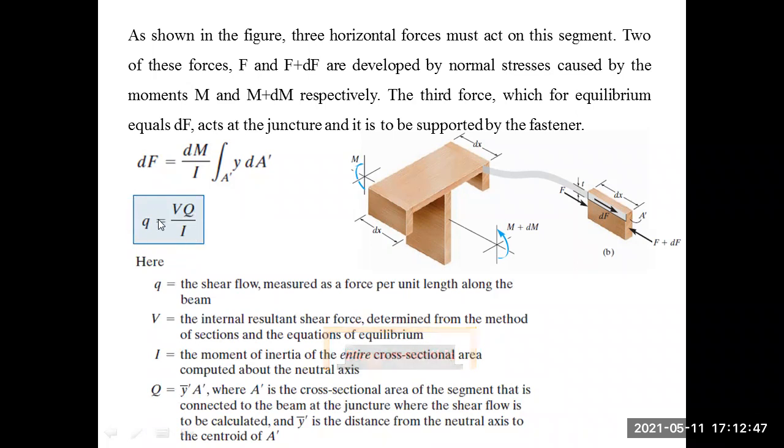If you still remember, tau's formula is V times Q over moment of inertia times t. If you look at this formula, what is missing is the t. The only difference is that we don't have the variable t, which would reflect the thickness of the member at which the section is taken and tau ought to be evaluated. But over here, we could evaluate shear flow using this formula.